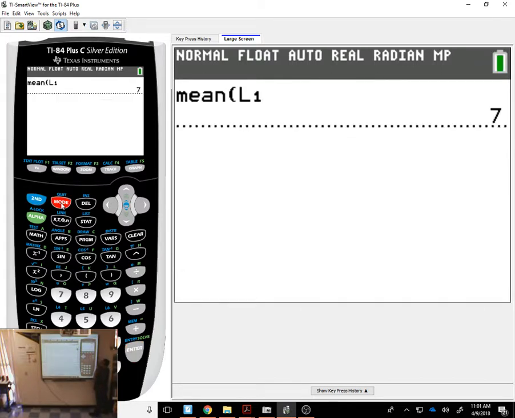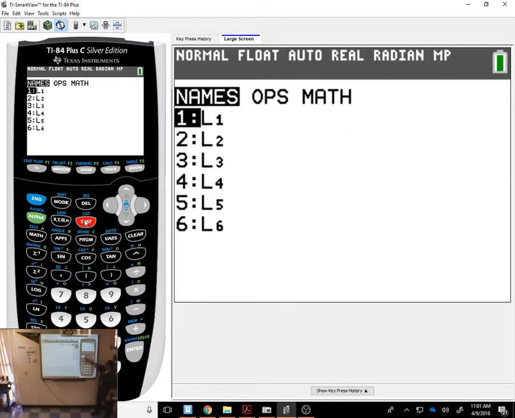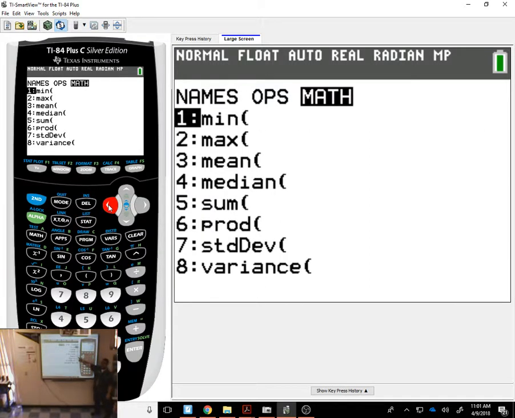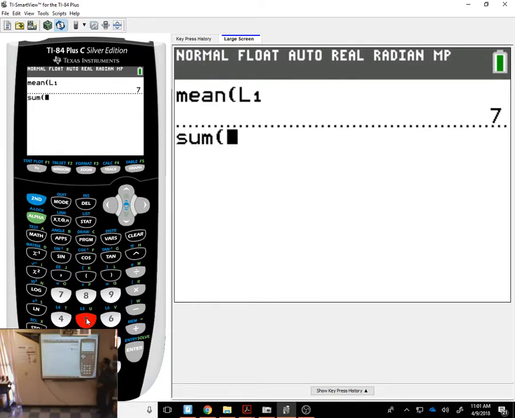Let's finish this problem. I'm going to quit because I want to be here where I do my number stuff. And then I'm going to go to second stat again, which gives me the lists. And over in the math block, look at number 5. Number 5 is the sum of which list now? L2. Okay, so I've got the sum of L2, which is all those x minus x bar squares.